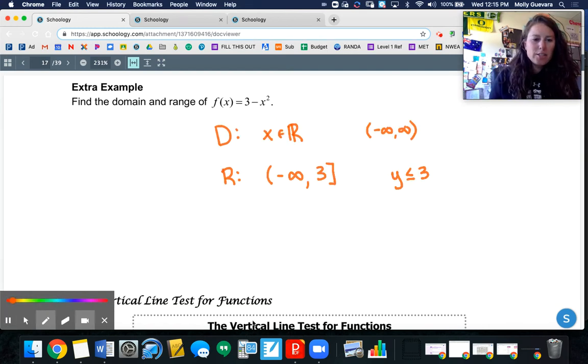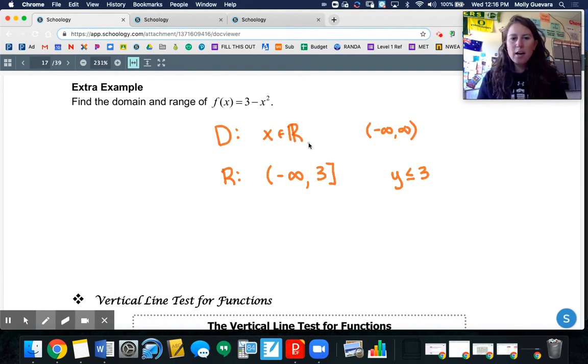Okay, so let's check our work here. My domain is actually all real numbers, right? So we can write x is in the set of all real numbers. The reason is I can plug any number I want into x squared. I can plug in negatives, I can plug in positives, I can plug in 0, I can plug in decimals or fractions, right? Anything I want can go into there. So my domain is x is in the set of all real numbers. Or you can write negative infinity to infinity.